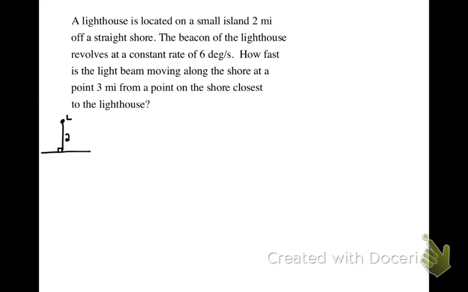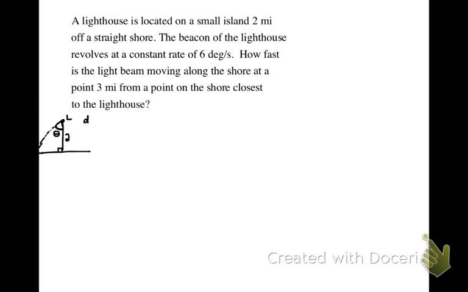And the beacon of the lighthouse, right? So the thing that's actually shining the light revolves or is moving. So it might be shining here in one direction, and then it moves. So now eventually it's looking in this direction. Right. So this is now an angle, theta, that the beacon has moved. And this thing's revolving at a rate of 6 degrees per second.